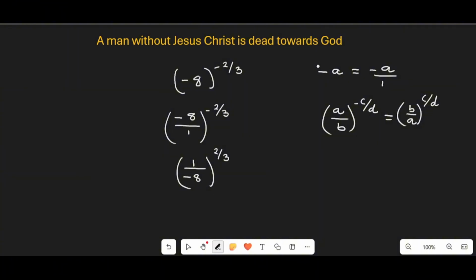I want you to note that if you have a over b all raised to power c over d, it can be written as d root a raised to power c over b raised to power c. So let us apply this principle to this expression.